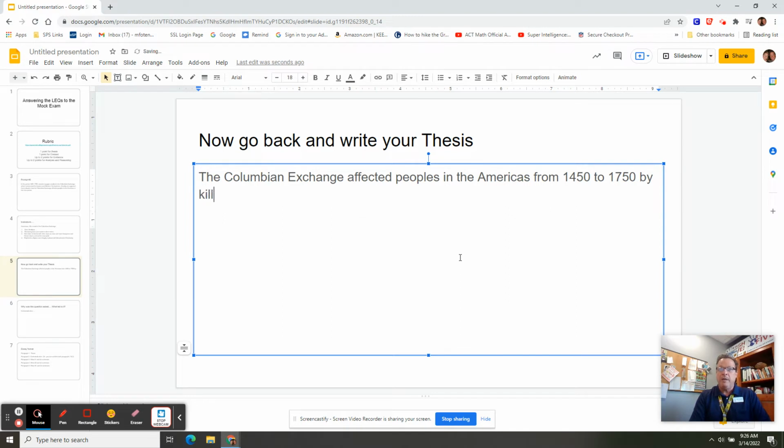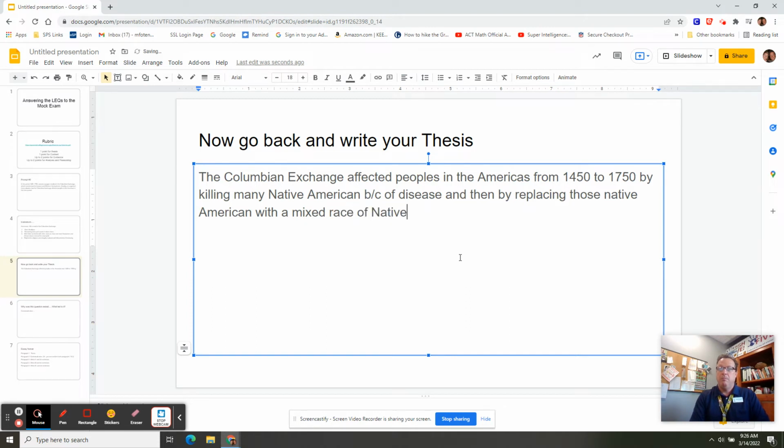by killing many Native Americans because of disease, and then by replacing those Native Americans with a mixed race, let's say a mixed race of native peoples, Africans, and Europeans. I just picked out two, and you got a good, that's a good thesis statement right there.